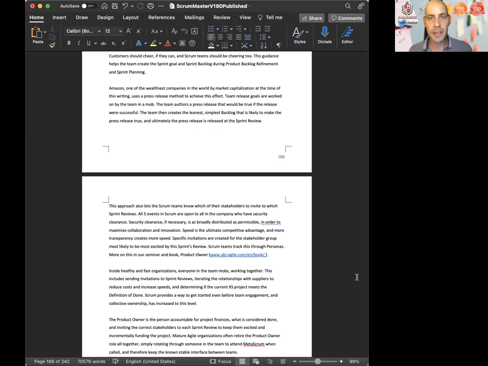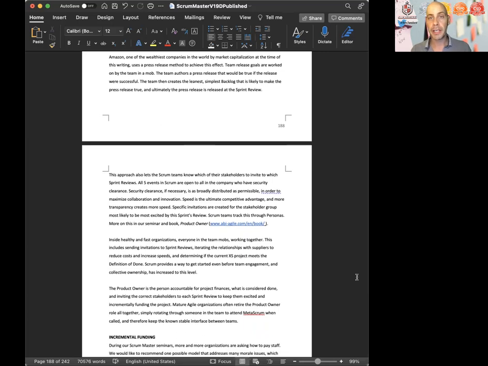This guidance helps the team create the sprint goal and sprint backlog during product backlog refinement and sprint planning. Amazon, one of the wealthiest companies in the world by market capitalization at the time of this writing, uses a press release method to achieve this effect. Team release goals are worked on by the team in a mob. The team authors a press release that would be true if the release were successful. The team then creates the leanest, simplest backlog that is likely to make the press release true. And ultimately, the press release is released at the sprint review.